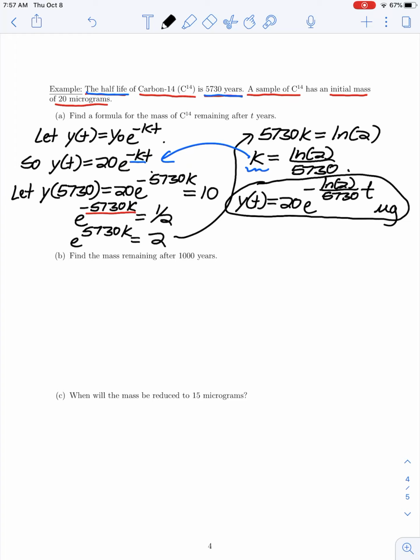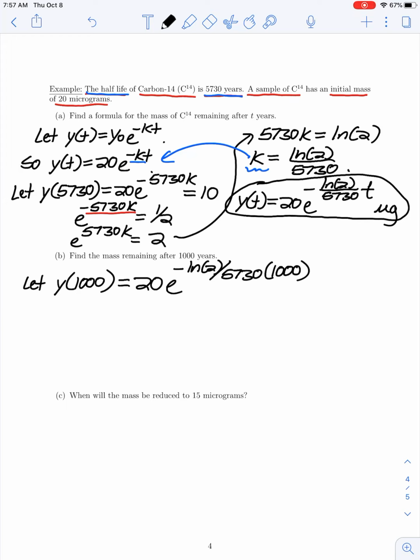Now, once we have this, we can answer other questions, such as in part B, what is the mass that would remain after 1,000 years? So to find that value, we would look at y of t, which represents our mass, when t is equal to 1,000. And we would have a value of 20 times e to the negative natural log of 2 over 5730 times 1,000.